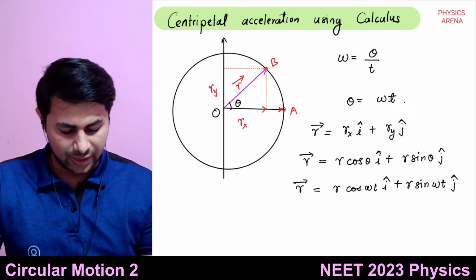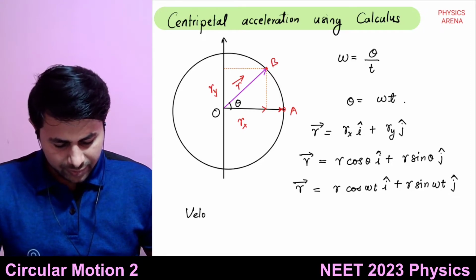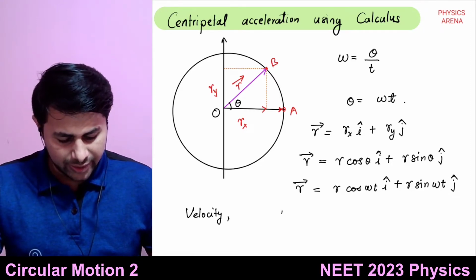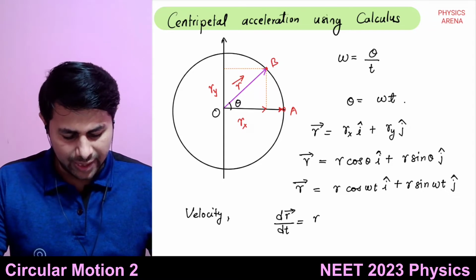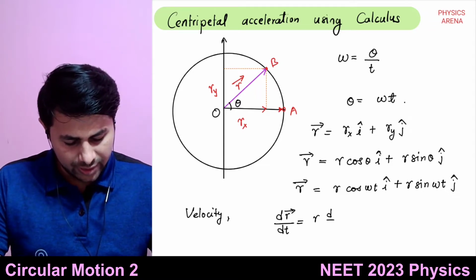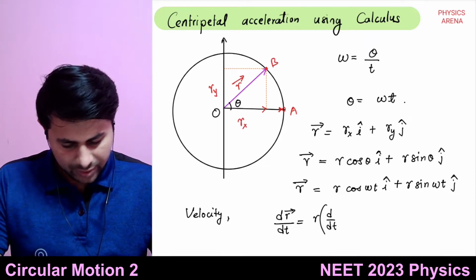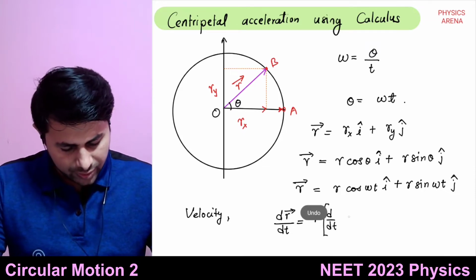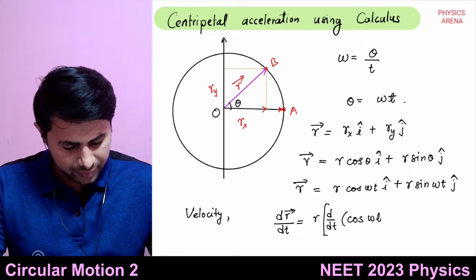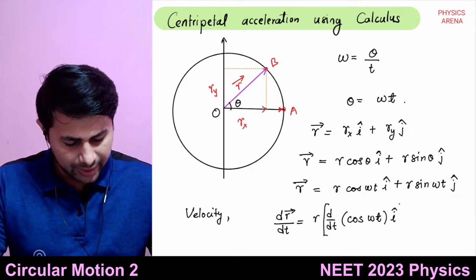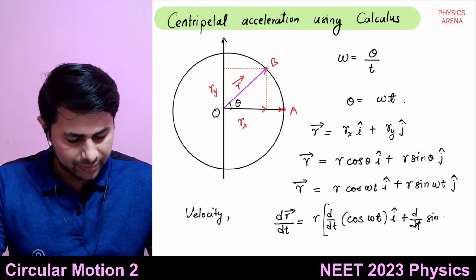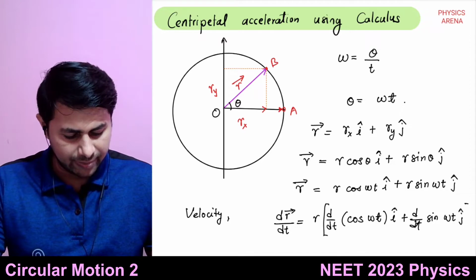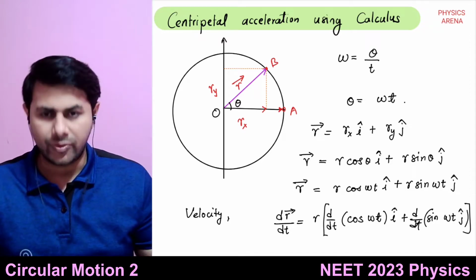Right. So after that, to find velocity of this particle, we will take derivative with respect to time. So dr bar by dt is equal to. If I take its derivative, I can take r common. Okay, so it is d by dt of cos of omega t multiplied by i cap plus d by dt of sin omega t multiplied with j cap. Okay, so now tell me what will be the derivatives.